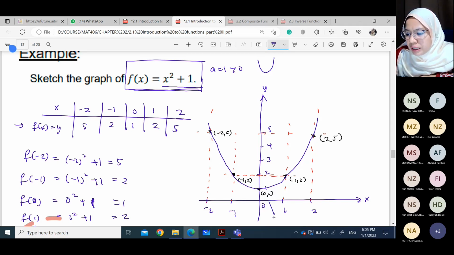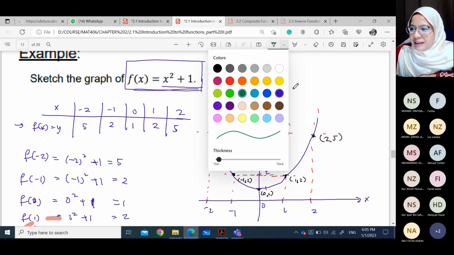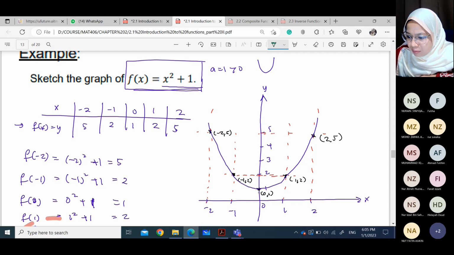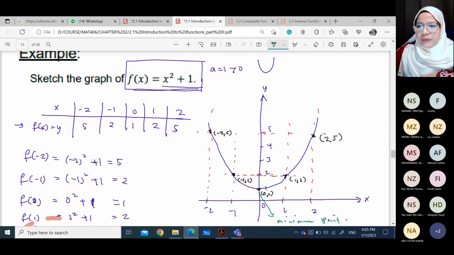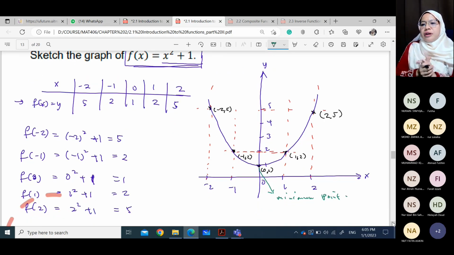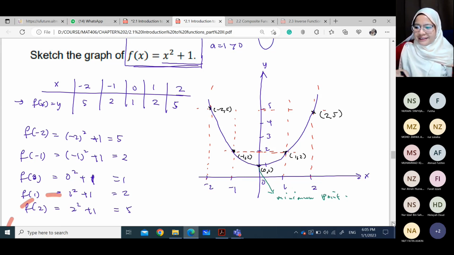So this is a minimum point lah. Ini adalah minimum point. Tulis dengan color lain. Okay, so this is a minimum point. Okay, boleh? So this is how we sketch the graph for x squared plus 1. Okay, dapat tak graph yang macam ni? Dapat. Okay, very good.